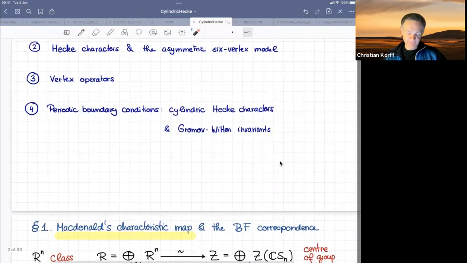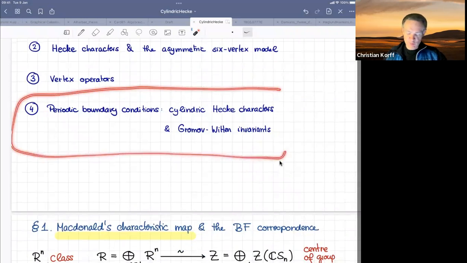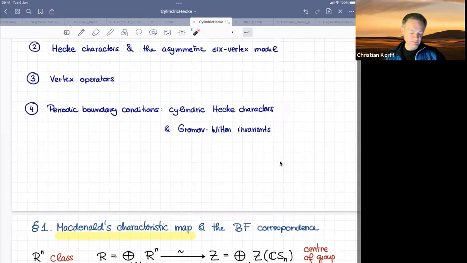And then finally, this is really for me the most important new result which came out of this work. It's the realization of the cylindric Hecke characters within the Grothendieck ring of all Hecke algebras, where they form a subcoalgebra, which has structure constants which are non-negative integers. And whenever this happens, you want to find a nice combinatorial interpretation of these structure constants. In this case, it's a geometric interpretation: they are Gromov-Witten invariants for Grassmannians.